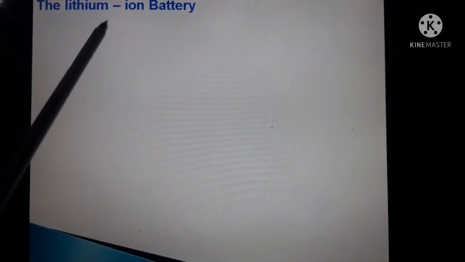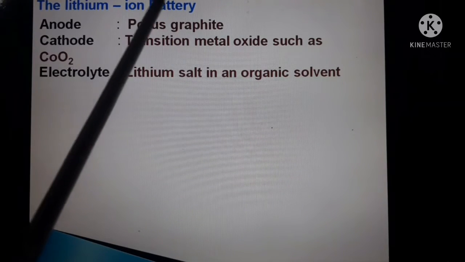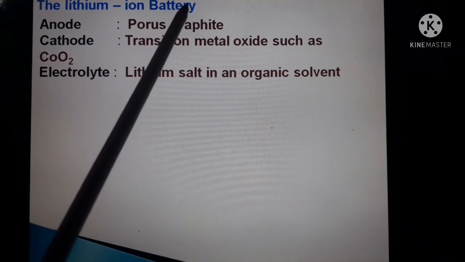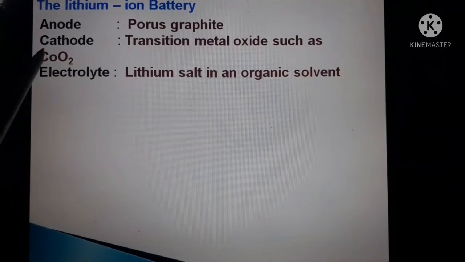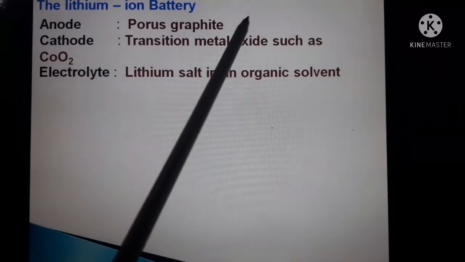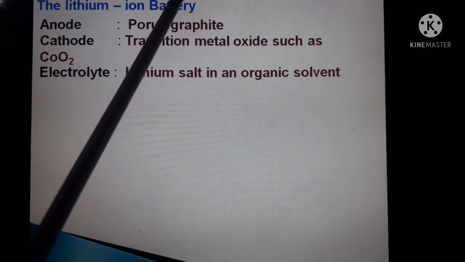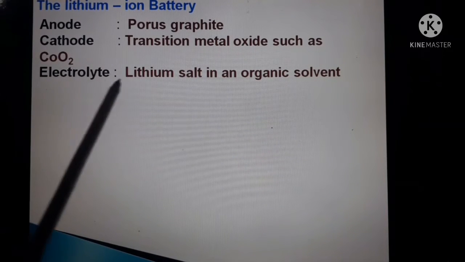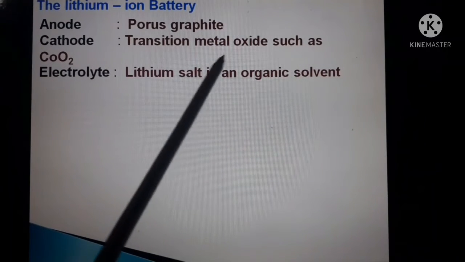The basic principles, that is the specifications, are: anode is porous graphite. Porous graphite means small holes are there. Cathode is a transition metal oxide such as cobalt oxide. Cobalt oxide acts as the cathode. Anode is porous graphite, and cathode is cobalt oxide. Electrolyte is a lithium salt in an organic solvent.